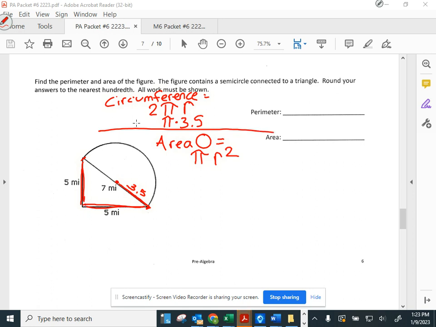Circumference plus the perimeter of the square. That's your perimeter. Circumference plus perimeter. Now for the area, you want half of the area of the circle plus our area of the square part, which would be length times width, right?